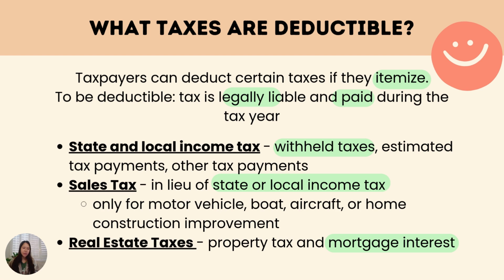So I live in Nevada. We don't have a state income tax. However, if the state income tax is zero, but you still want to deduct something, we can deduct sales tax. But it's not sales tax on everything, meaning I pay sales tax on my iPhone 16, but that isn't included. You would only deduct sales tax on motor vehicles, boats, aircraft, or home construction improvements that you bought. Sales tax from those types of purchases can be deducted if you don't deduct state or local income tax. And real estate taxes are also deductible, so property tax and mortgage interest.